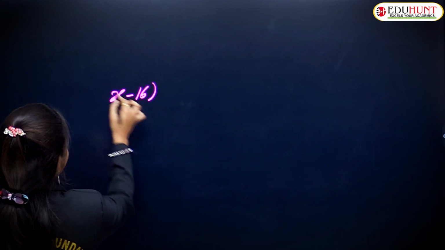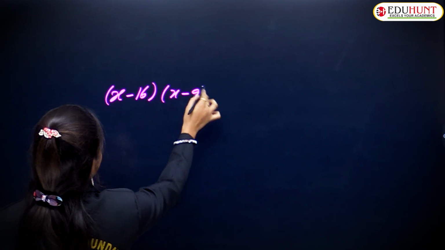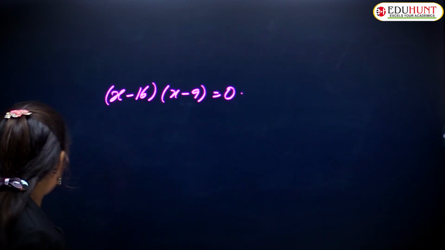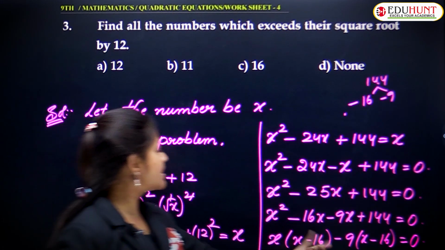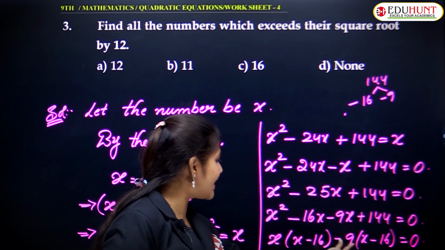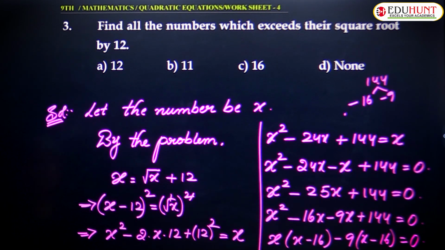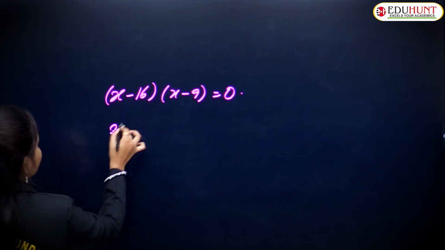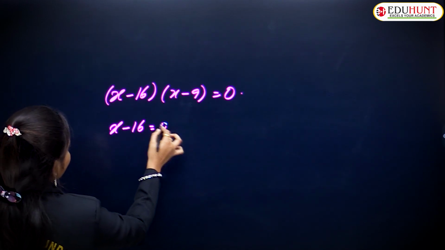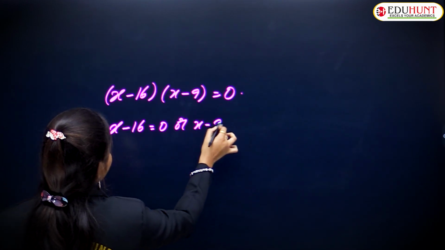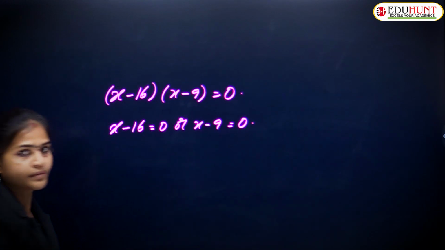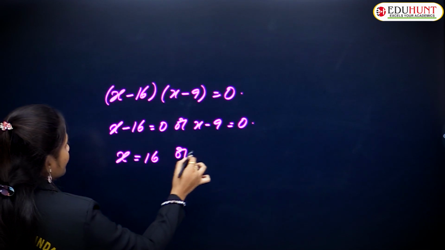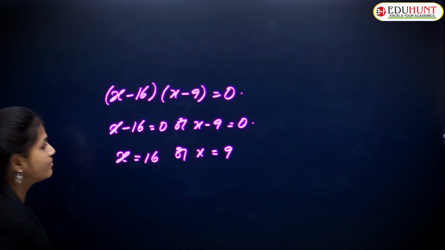From this, take x minus 16 as common, the leftover x minus 9 will be there, which is equal to 0. Understand? From this step, I took x minus 16 as common, so the leftover is x minus 9. So x minus 16 into x minus 9 is equal to 0. From this, x minus 16 is equal to 0 or x minus 9 is equal to 0. Clear? So x is equal to 16 or x is equal to 9.